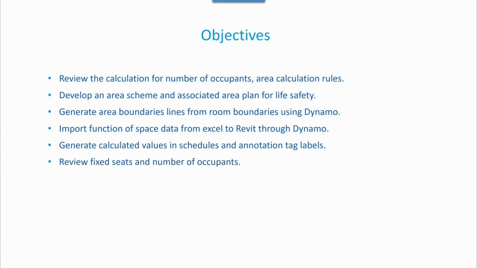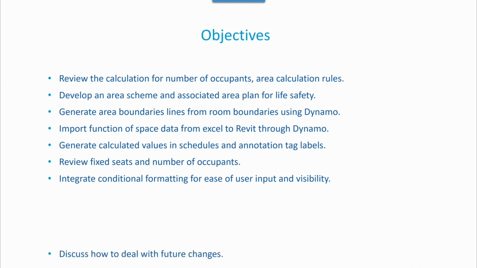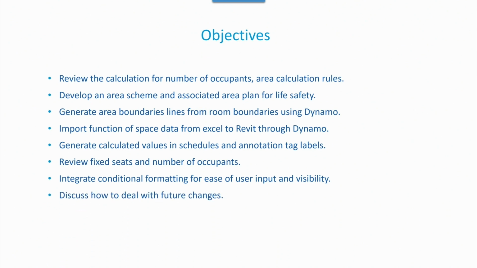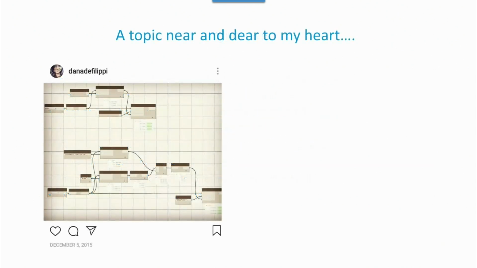Awesome, okay. We're going to import some stuff. We're going to generate some calculated values. We're going to talk about kind of quirks in the calculation. Make it easier for our users by creating some conditional formatting. And we're going to discuss how to deal with future changes, right? Spaces change, buildings change, things get VE'd, right? So how the number of occupancy changes as the building changes.